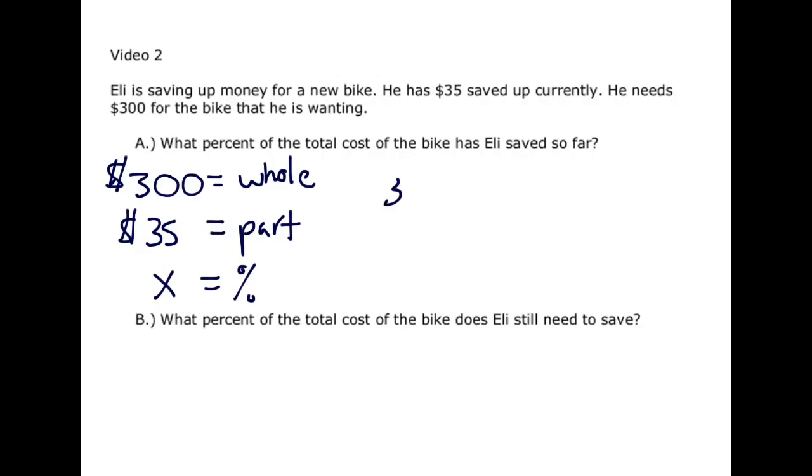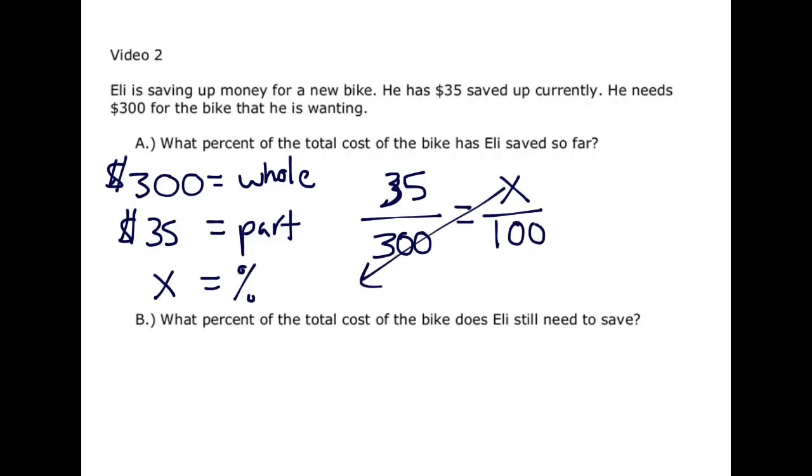So if I set up my proportion, my part is 35, out of a whole of 300. And I'm looking for the percent, and I know percents are out of 100. So all I need to do is solve this. I'll cross multiply: 300 times x equals 35 times 100.